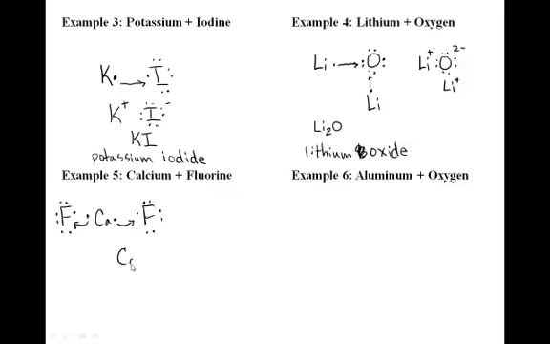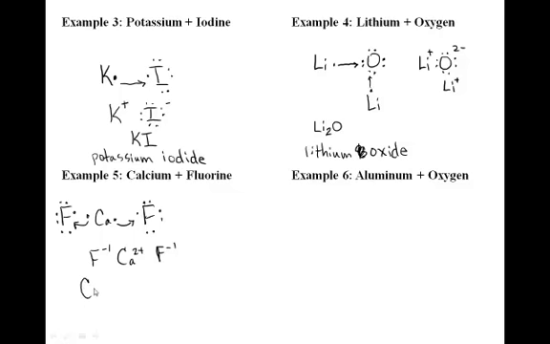So calcium is a 2 plus, and each fluorine is a 1 minus, and we have 2. Does it matter to you if they put the 1 before the minus or after the minus? I don't think so. It doesn't matter to me either. How do I write this formula to show how many of each thing?